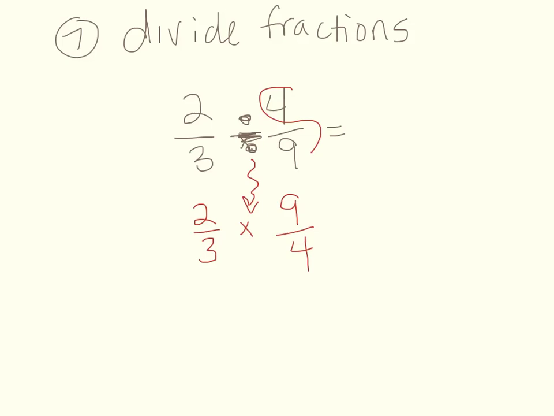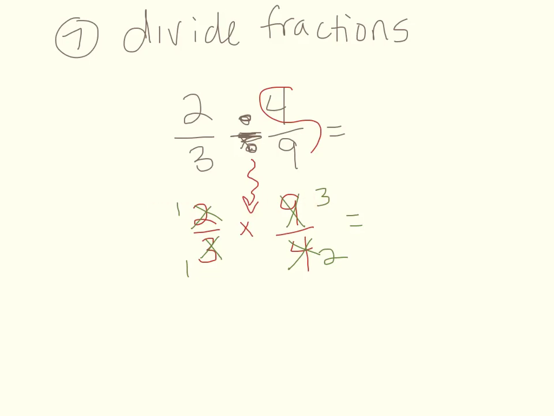Cross-reduce. Let's see, 2 and 4. 2 goes into both of those. 2 goes into 2 once. 2 goes into 4 twice. And the cross reduction of 3 and 9. 3 goes into both of those. 3 goes into 3 once, 3 goes into 9 3 times.